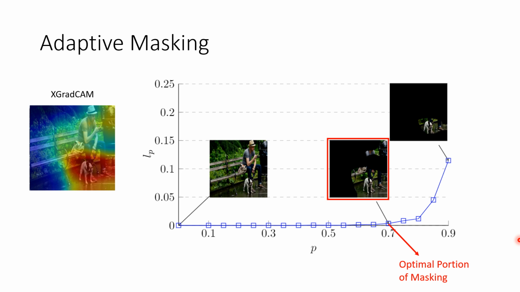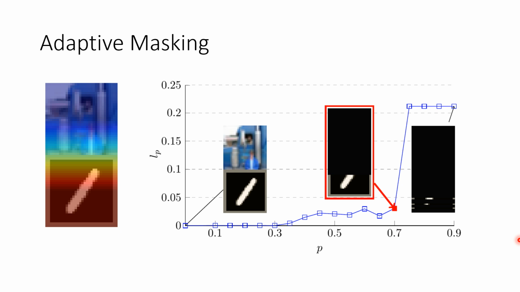Now, if the model has attended more to the causal parts, as you can see here, the remaining part after masking contains causal components. However, if the model attends more to the spurious components, the mask captures more spurious parts, which you can see here.